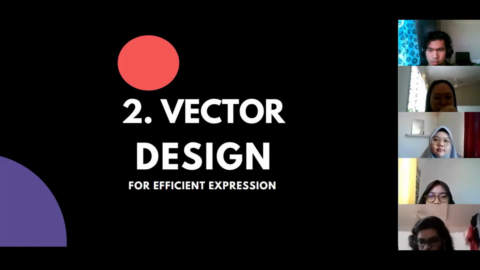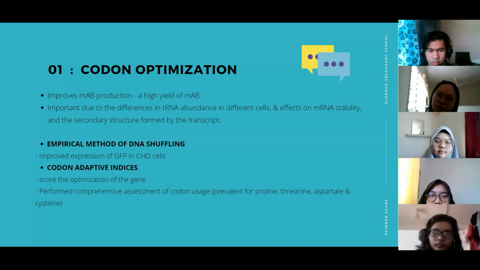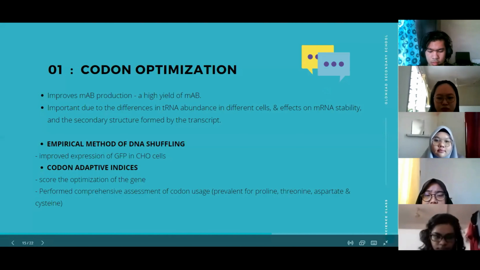The next part is about vector design for efficient expression. Next slide, please. So the first strategy is about codon optimization. It can improve the MAB production so we can get a high yield of MAB. Codon optimization is important due to the differences in tRNA abundance in different cells and the effect on the mRNA stability and the secondary structure formed by the transcript.